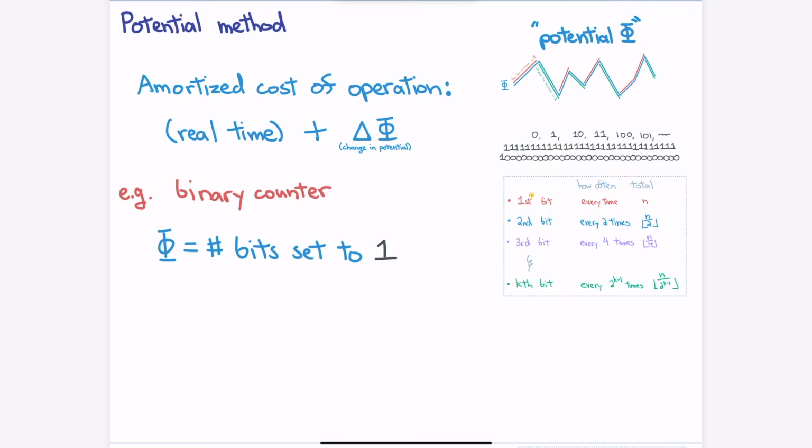So here's what we'll do. We're going to set phi to be the number of bits set to 1 at a particular point in time in the counter. Initially the potential is 0 because all the bits are 0. Now, no matter where you increment, only one bit is going to go from 0 to 1. That's the last bit that gets flipped. So the potential always goes up by 1 for that one bit. But every time you reset a bit from 1 back to 0, the potential goes down by 1, and that will pay for the work to go from 1 to 0. So all the flipping back down gets paid for free.